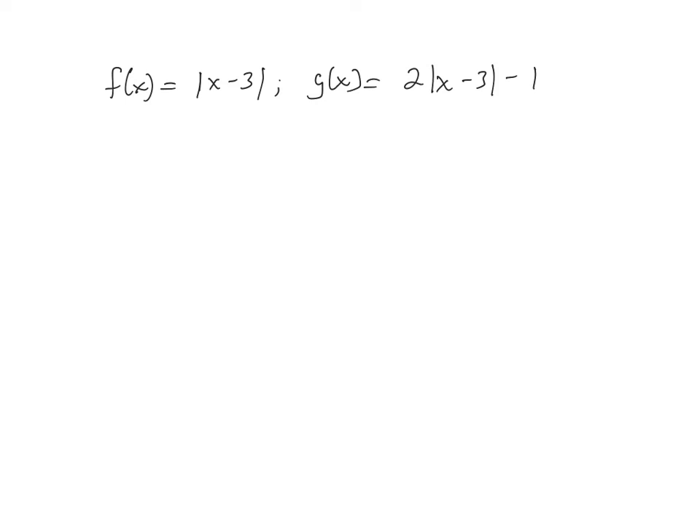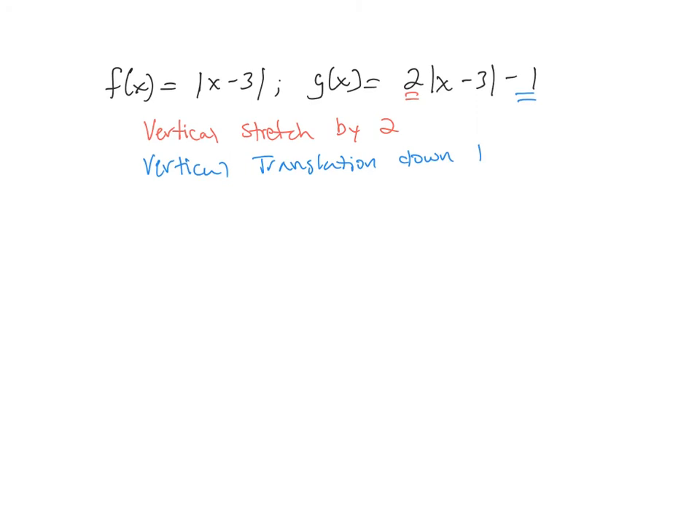Okay, where it's, okay, what's different? Well, I have a 2 and I have a minus 1. So the 2 in the front, that's a vertical stretch or shrink. So it's a vertical stretch by 2. And then the negative 1 on the outside at the end is a vertical translation down 1. Down because it's negative.